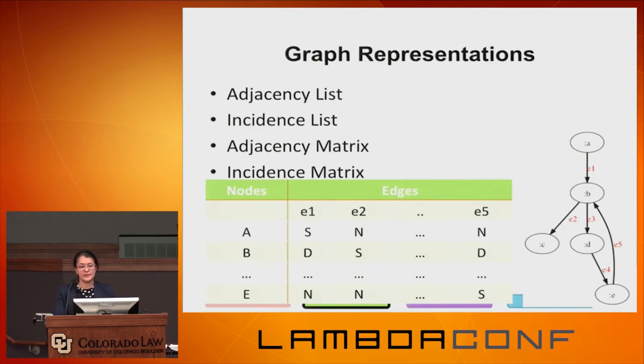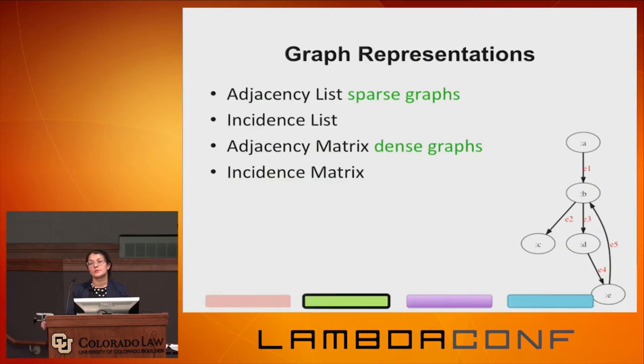Adjacency matrices are most efficient at representing dense graphs, and adjacency lists are most efficient at representing sparse graphs. My experience has been that most graphs we deal with in day-to-day life are sparse graphs, so Loom actually uses adjacency lists to represent graphs internally.